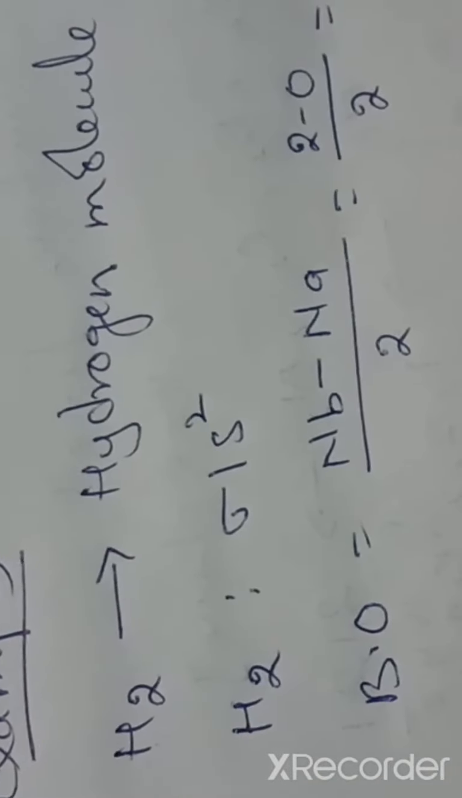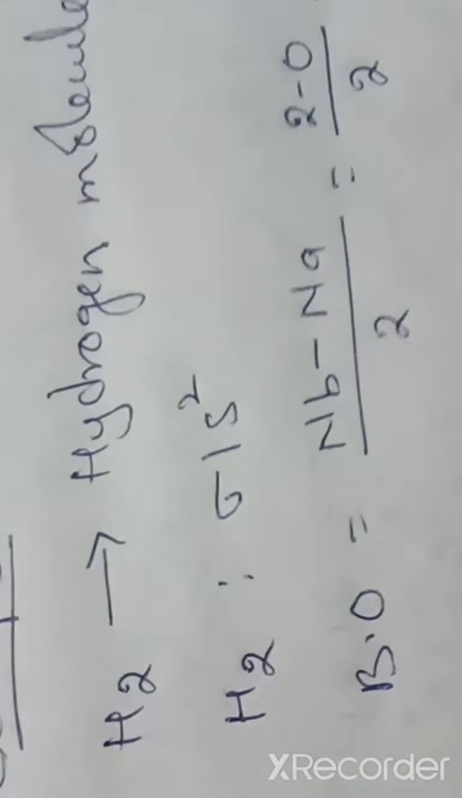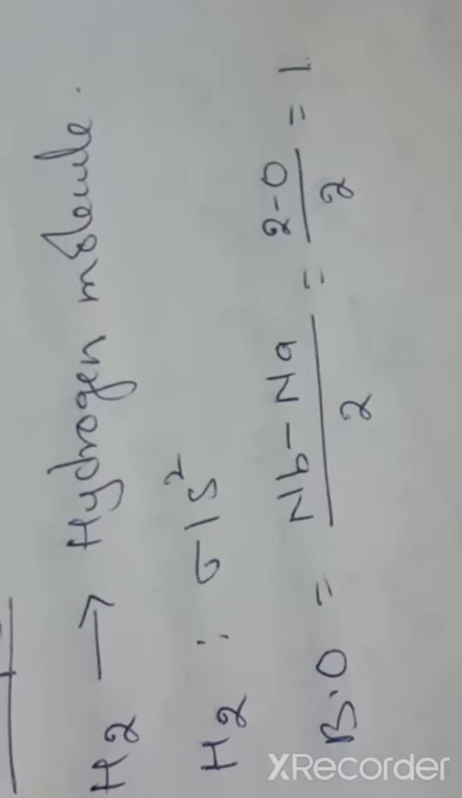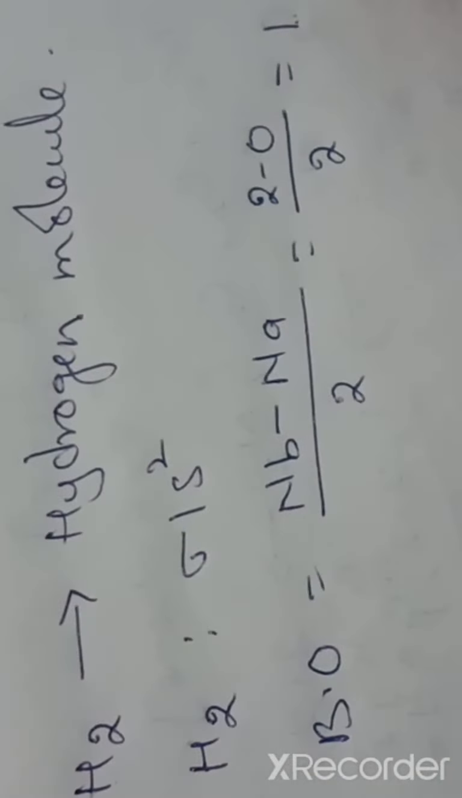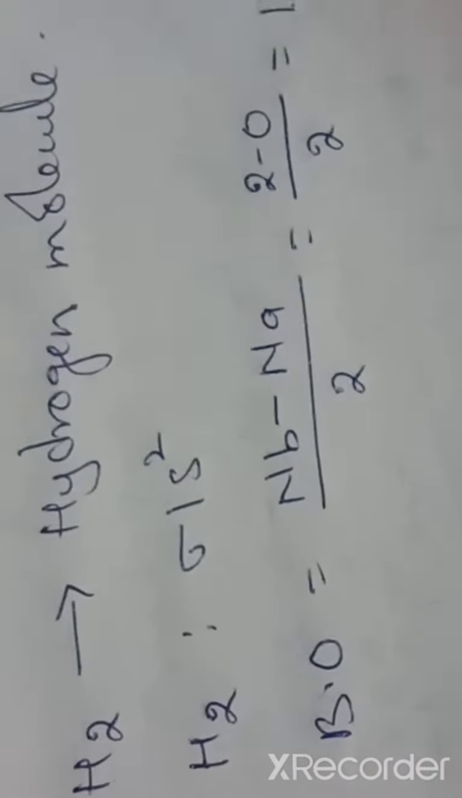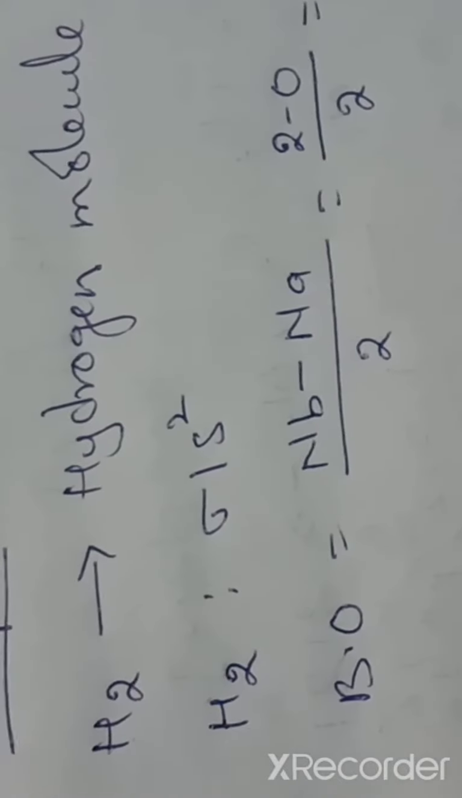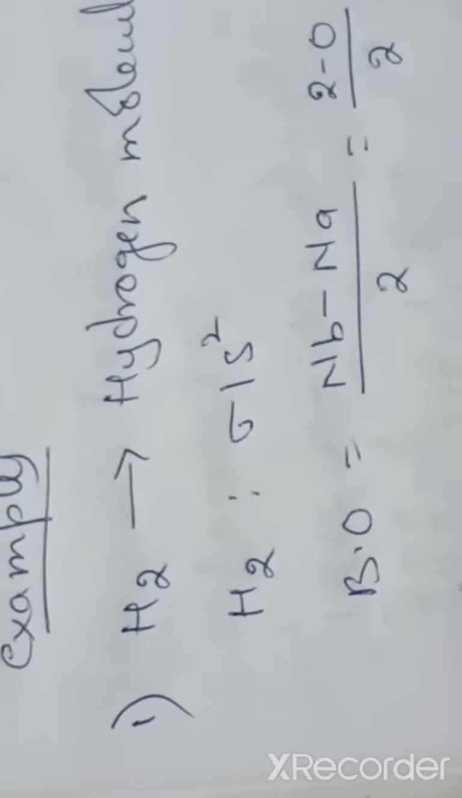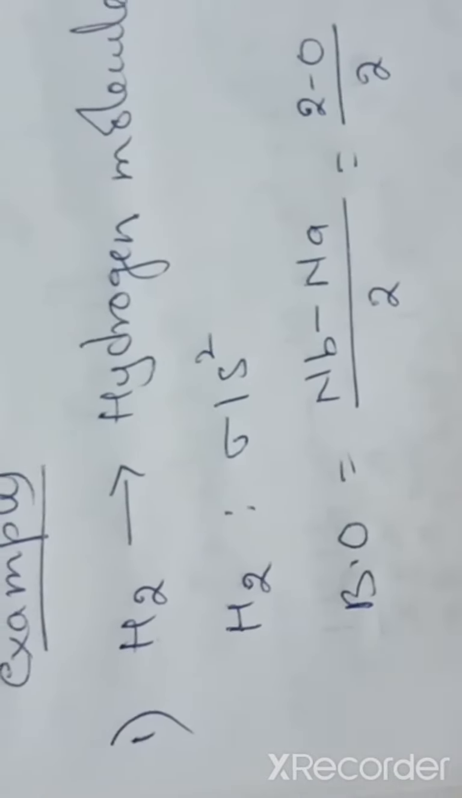This means that two hydrogen atoms are bonded together by a single covalent bond. So if bond order is 1, it is a single bond. If bond order is 2, it is a double bond. If bond order is 3, that means a triple bond will be formed. Understood? And next, we are going to see helium.